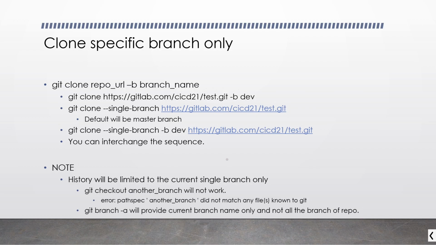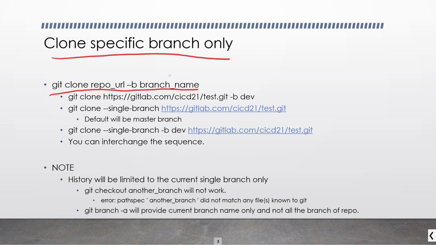In case you want to clone a specific branch only and not the entire git repository, we have this command: git clone repo URL -b branch name. Before we proceed, I would like to mention one thing: whatever commands I am showing here, in most cases you can interchange the sequences of those commands.